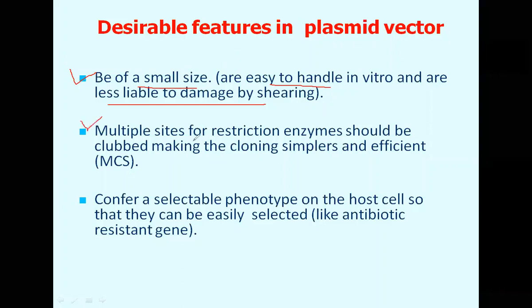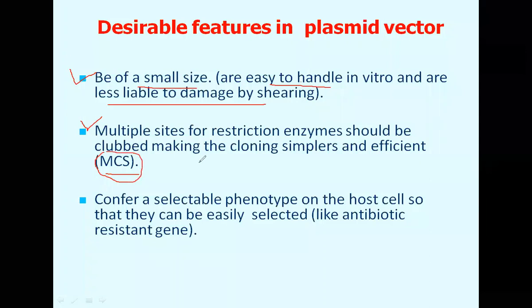Second, it should have multiple sites for restriction enzymes. So usually how do you do cloning? You cut the plasmid with a restriction enzyme, then you put in the gene of your interest and you ligate it. So you have to have multiple restriction enzyme digestion sites, and in the genetically engineered plasmid, all those restriction enzyme digestion sites are put close to each other, and that particular site where you have multiple restriction enzyme sites is called the multiple cloning site. They are clubbed, they lie next to each other.